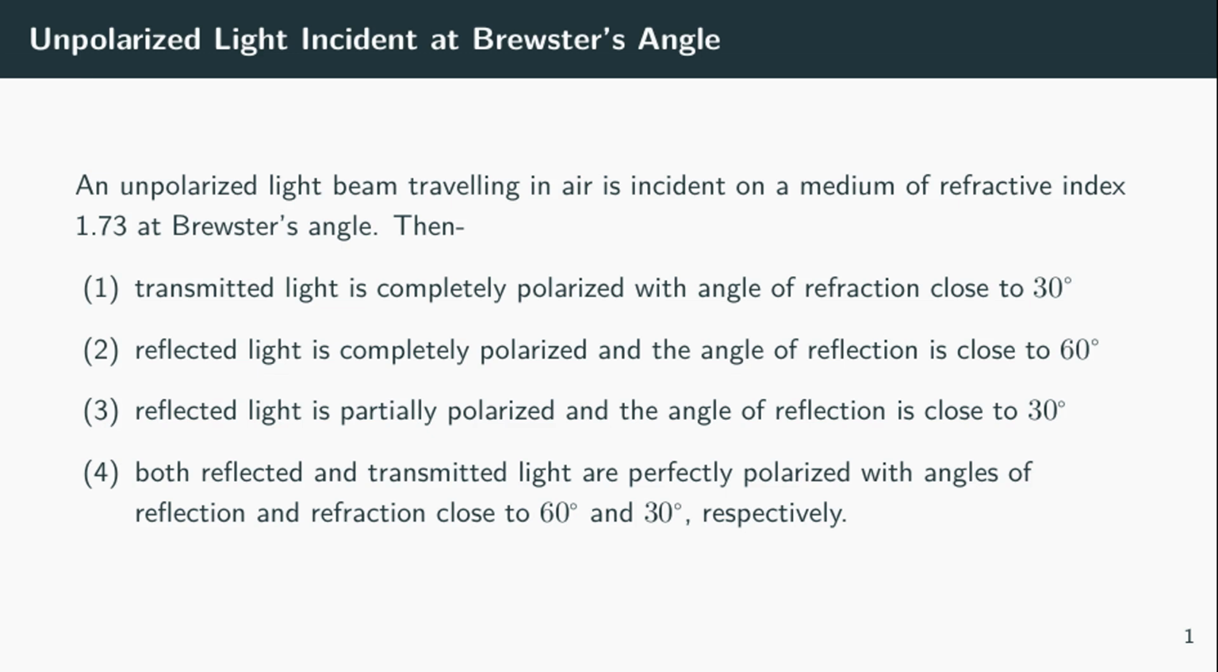Okay, let's look at this scenario. We have an unpolarized light beam starting in air, and it's hitting a different medium that has a refractive index of 1.73. The light is hitting this medium specifically at something called Brewster's angle. The question asks us what happens next, specifically about the polarization and angles of the reflected and transmitted light. We have four options to consider.